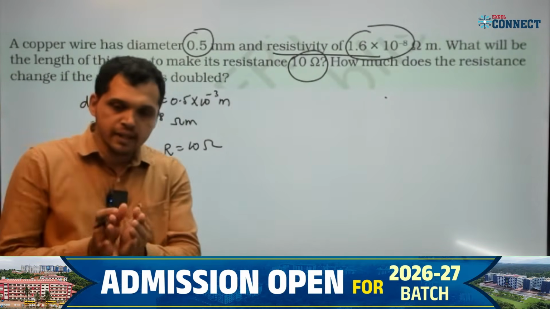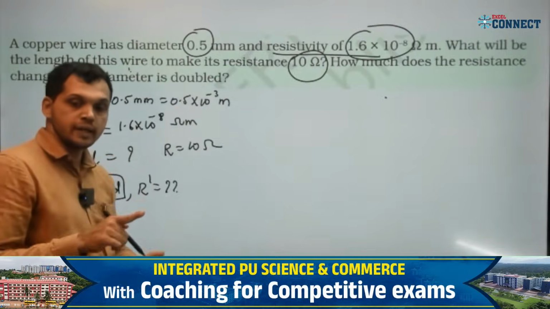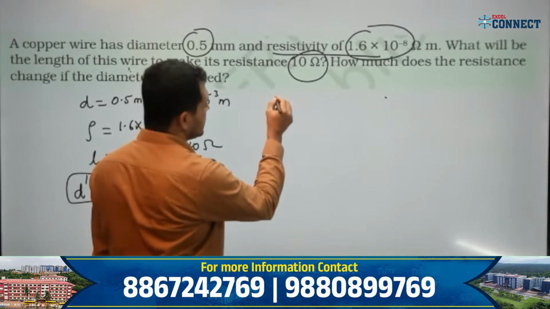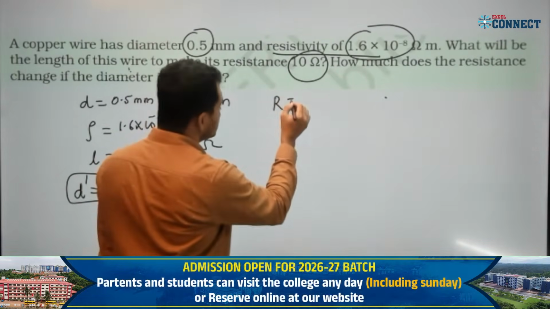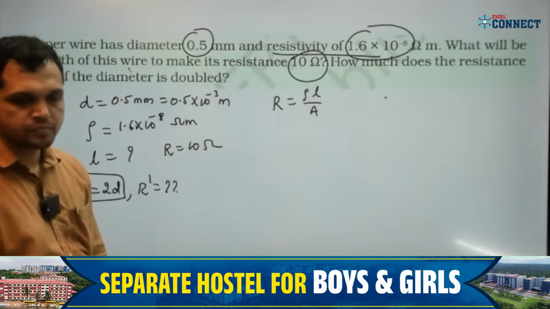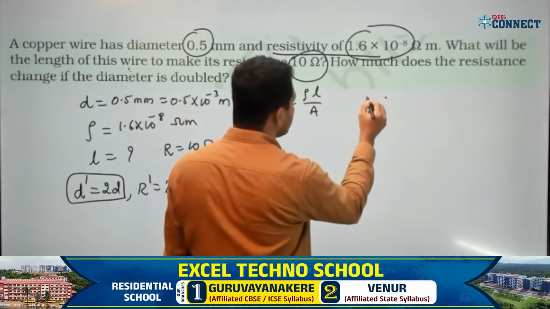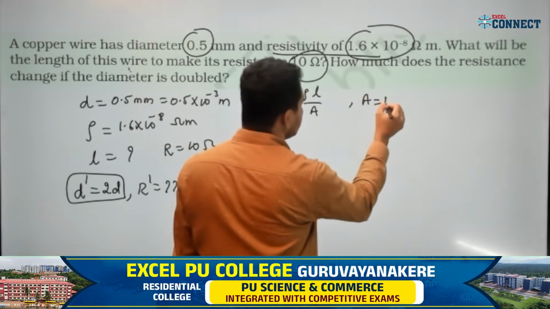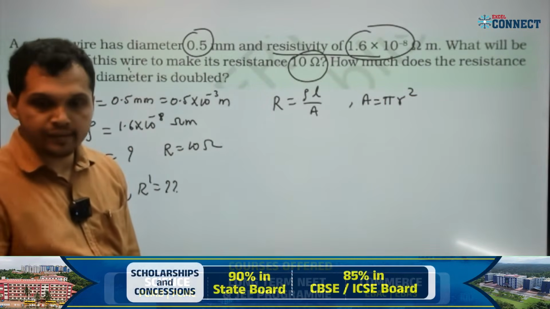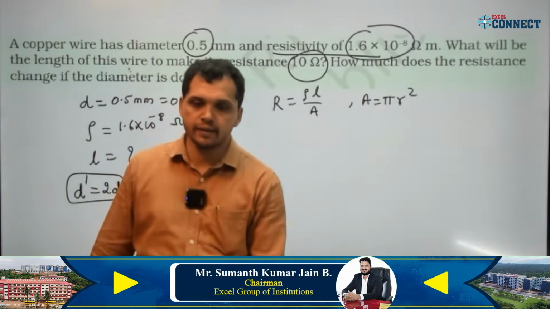Now, students, what is the relation? Hope you remember the relation between resistance and resistivity, including length and area, from the second class. We derived R equal to rho L by A. What is area? Area is equal to pi r square. But in this question, radius is not given. How to get that radius?